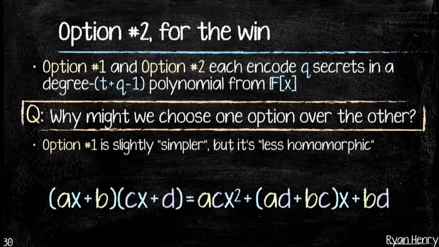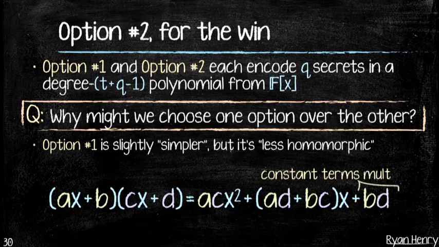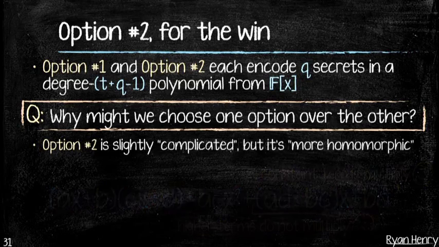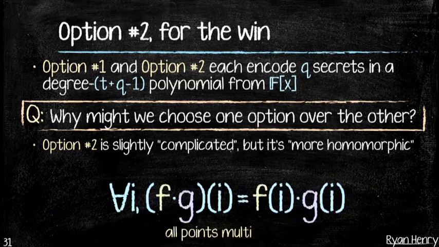Only the constant term will give us the product of our two secrets, b and d in this case. When we look at the second option, the constant terms multiply, but the higher order terms do not multiply. It's a little bit more complicated, sort of. It's actually not, if you look at it the right way. They're both just linear combinations of different bases, so it's actually equivalent. But it's got a nicer homomorphic property.